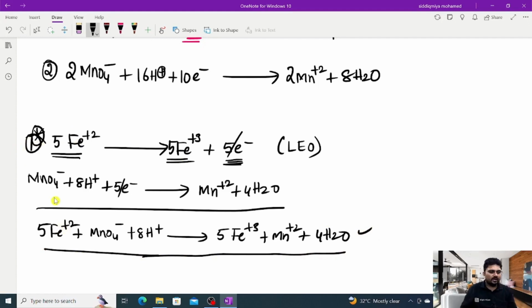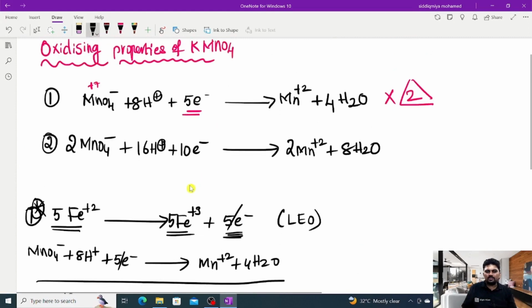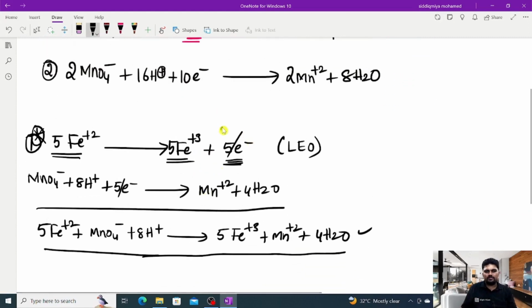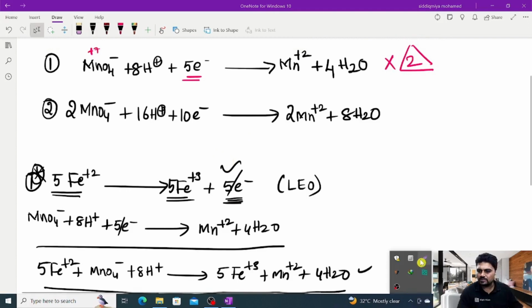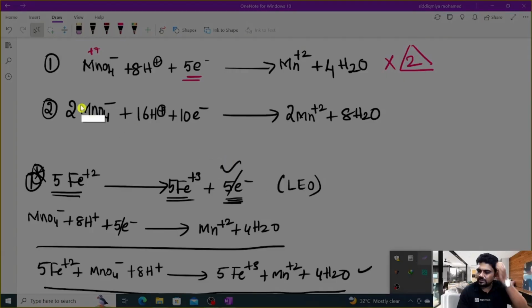From here onwards, we will always get 10 electrons only here. Okay, 10 electrons only we will be getting here. So we have to take the second equation. The second equation we will copy, with the 10 electrons, that one we will copy, so we can write it very easily.